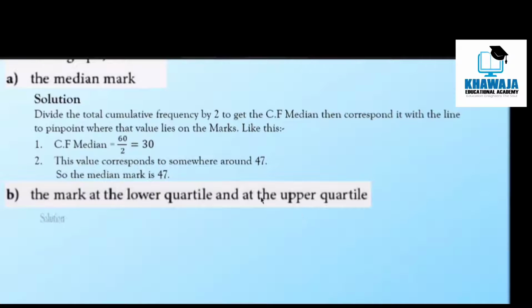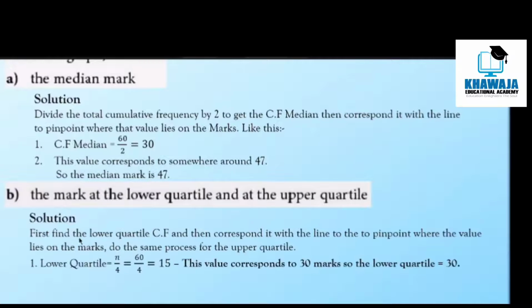Alright, then we have our B part. The mark at the lower quartile and the upper quartile. In this, we will first find the lower quartile cumulative frequency and then correspond with the line to pinpoint where the value lies on the marks. And I do the same process for the upper quartile. It's exactly the same process, just a different formula.